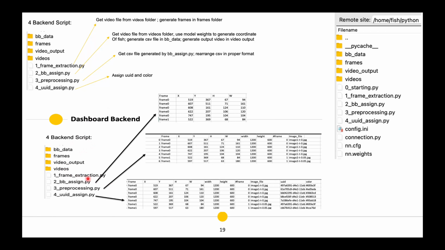Let us say the first one is the frame extraction Python script, which will generally convert our videos into frames, and the frames are generated into the frames folder. It will also make an entry into the database. Now, the second script is the boundary box assign Python script.